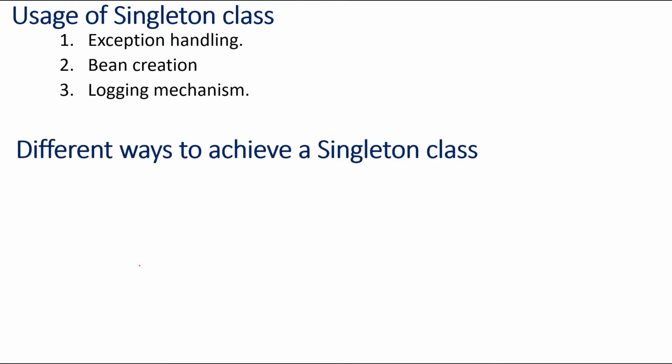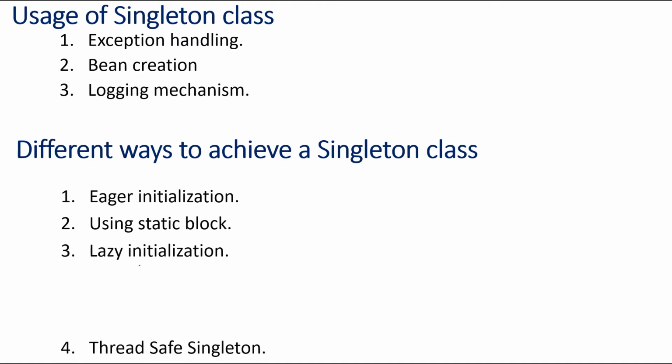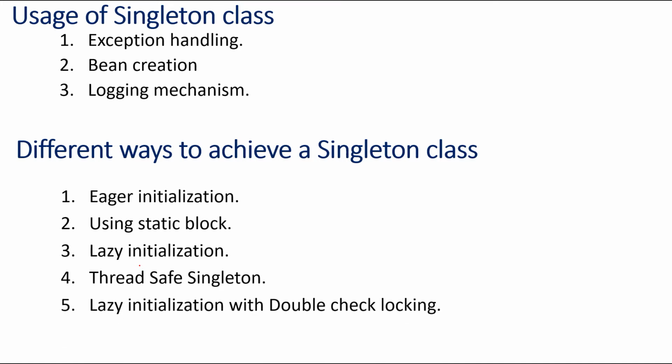Now let's see what are the different ways to achieve a singleton class. To create a singleton class, we can achieve it using the eager initialization, using the static block, using the lazy initialization, using the thread safe singleton class, and then using the lazy initialization with the double check locking. So let's see all these 5 different ways to create a singleton class. Let's see one by one how we can achieve the singleton classes.